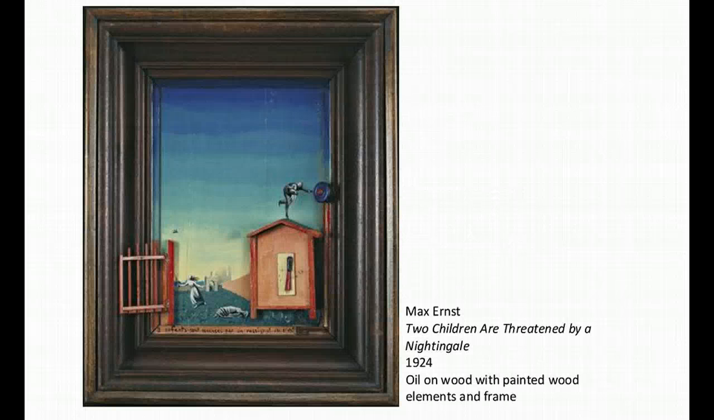So, here's another Max Ernst. It's from 1924. And in this work, he gives you a lot more questions than answers. This is not as easy to unpack. Two children are threatened by a nightingale. This is a collaged piece.